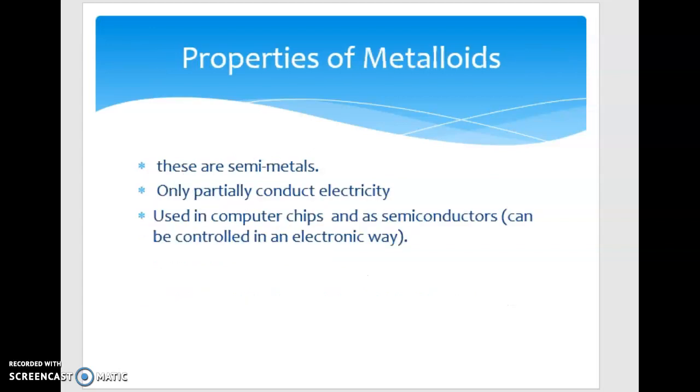Properties of metalloids. Metalloids are located right between the metals and the nonmetals on the periodic table. That's why they're typically called semi-metals. They only partially conduct electricity, and they're always used in computer chips and as semiconductors. So in electronics, you can control how much electricity and heat goes through them.